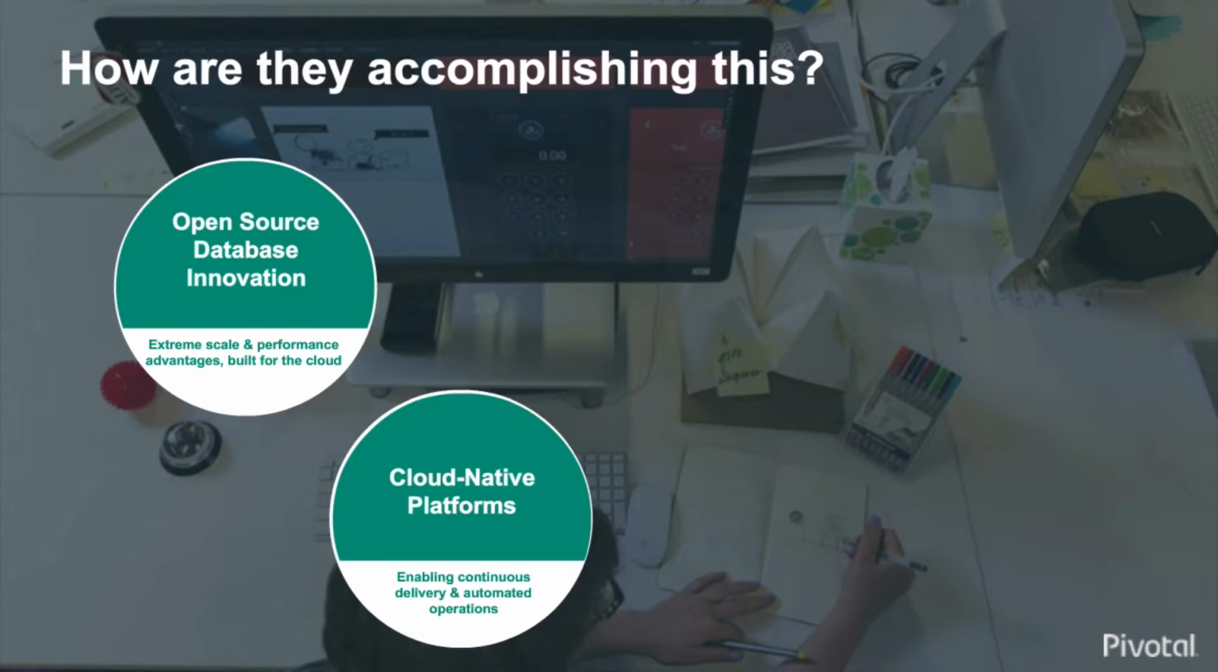So the second enabler we see out there is cloud-native platforms. Cloud-native platforms are key because they enable continuous software delivery and automated operations. And this, in turn, supports the agile application development process, as well as agile data science, frankly, required to continuously learn and iterate your applications as you gather feedback from your users.